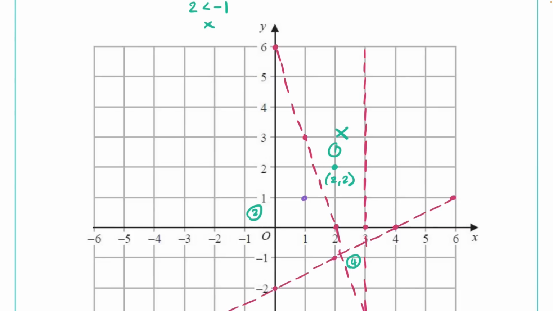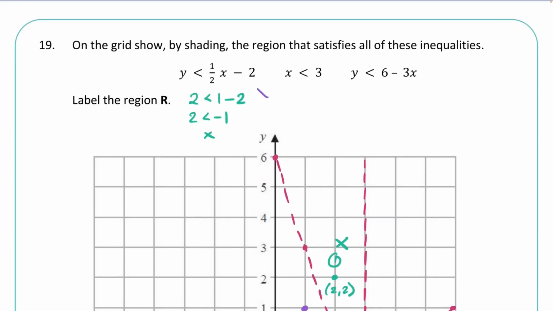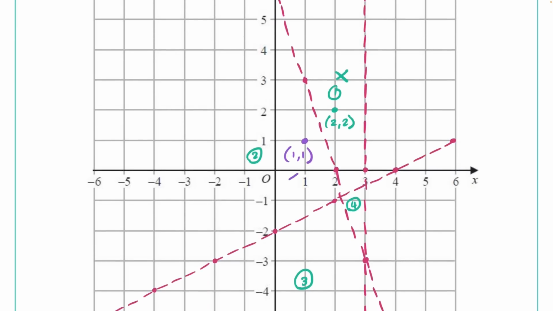Now this has got 1, 1, that's quite a nice one there. I do try and pick the positive numbers if I can. You can't always, but I'm going to pick positive numbers for region 2. Let's check that one out. So sub it into this first one. y is 1, less than half of 1 is 0.5, take away 2, so 1 is less than negative 1.5. The answer's no, so it doesn't even work in the first inequality, so it's not that region.